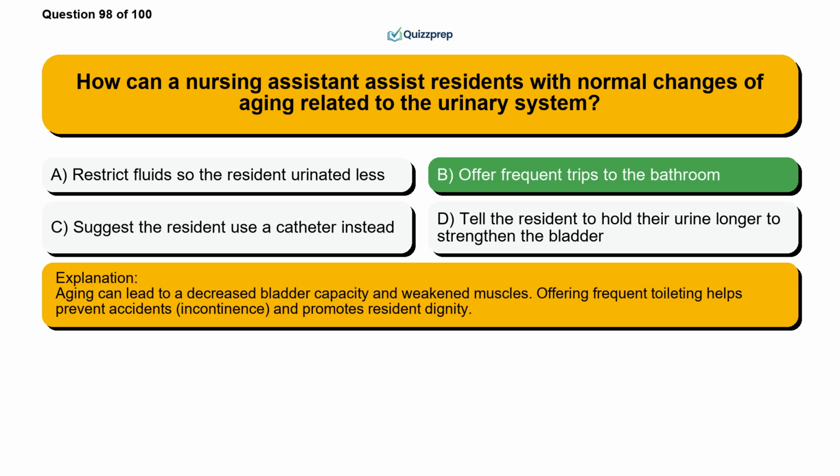Aging can lead to a decreased bladder capacity and weakened muscles. Offering frequent toileting helps prevent accidents, incontinence, and promotes resident dignity.